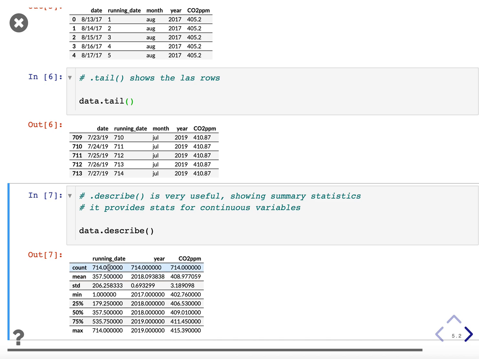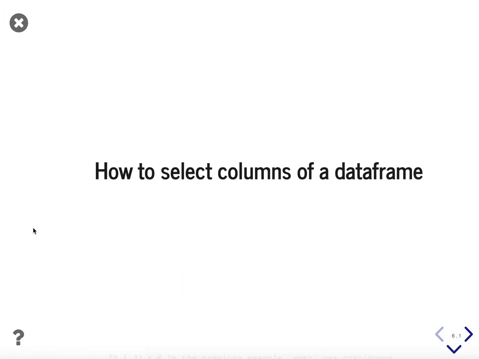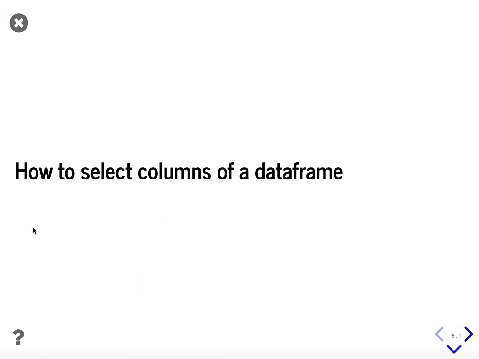We get how many of each that we have. We have 714 of each. We get the mean of each, the standard deviation, the minimum, the quartiles at the 25th, 50th, and 75th percentiles, and the maximum value as well. So that's how to read in a data frame, how to quickly look at the data frame, and get summary statistics of the continuous variables.